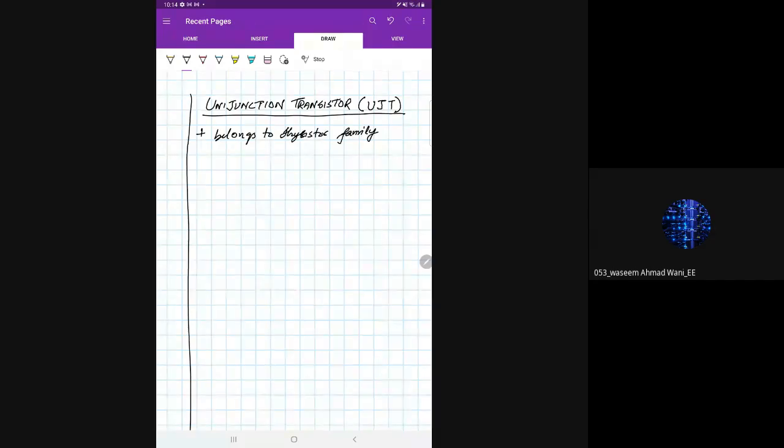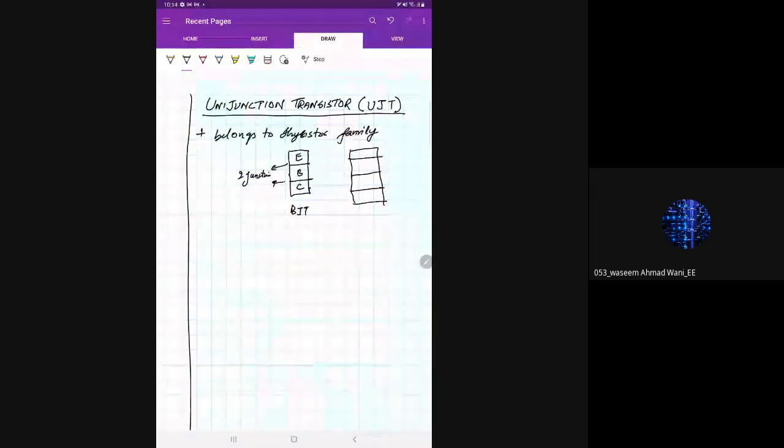Thyristor, as you know, BJT is a 2-junction 3-layer device. You have emitter, you have base, then you have collector. So you have 2 junctions, okay? So BJT is a 2-junction, 3-layer device. But Thyristor is a 3-junction and 4-layer device.